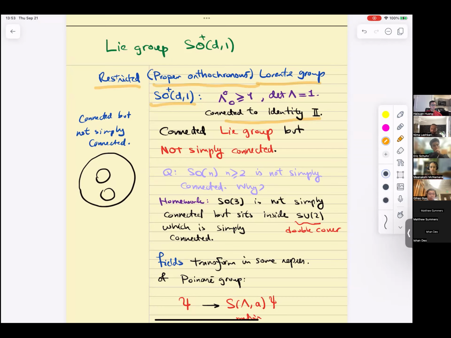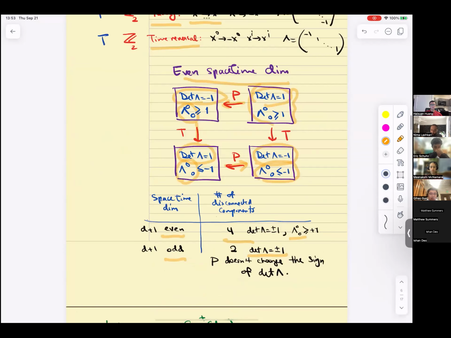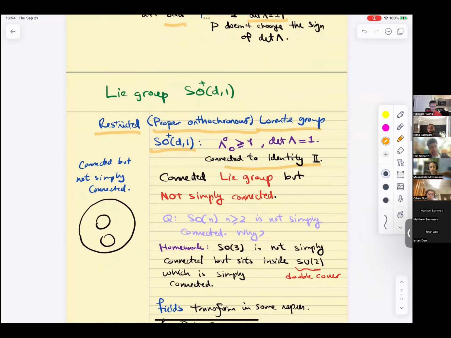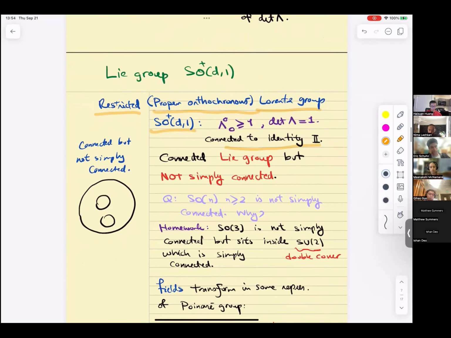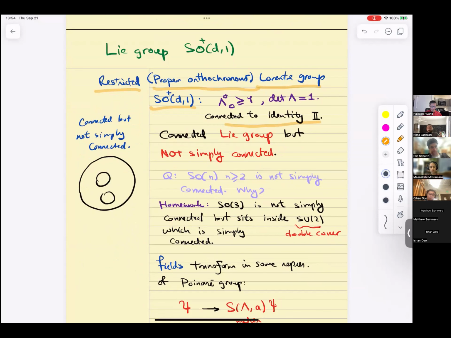So is that good? That means this part. If you want to know what's going on with the other parts, just apply P and T. Right? P and T's are the discrete transformations that take you away from identity. They might or might not be a symmetry of your theory. This is very important. Time reversal or parity might or might not be a symmetry of your theory. Well, we'll get there.